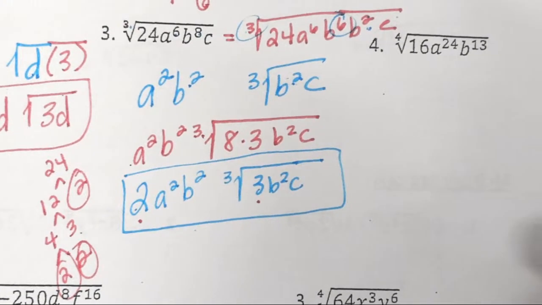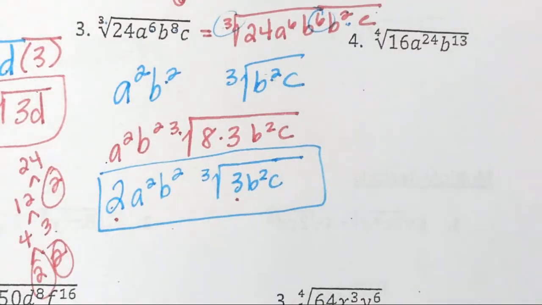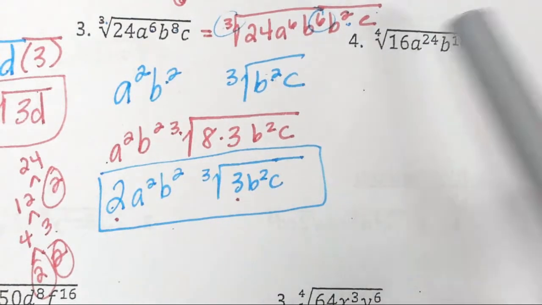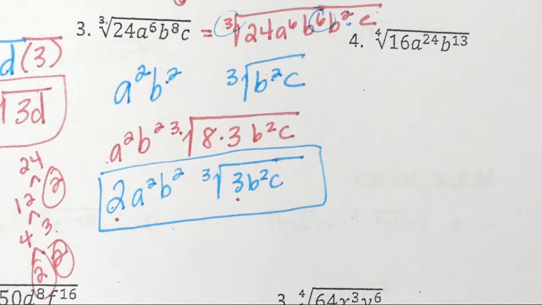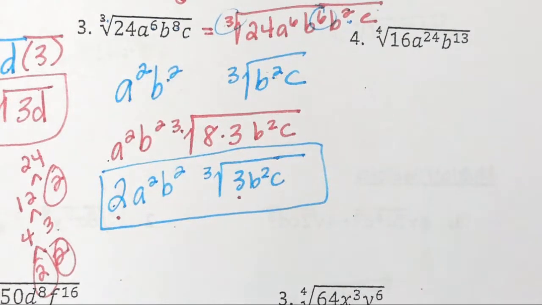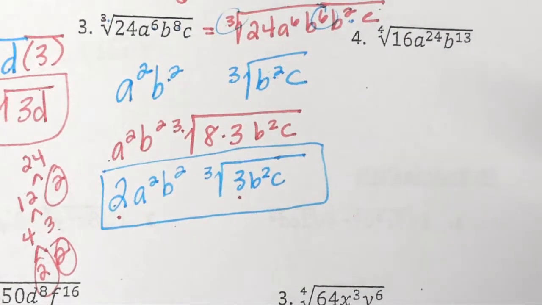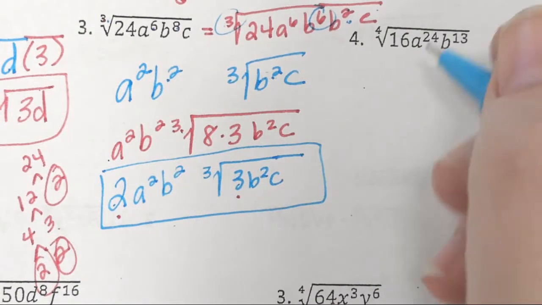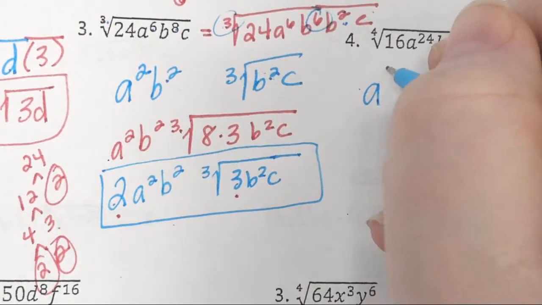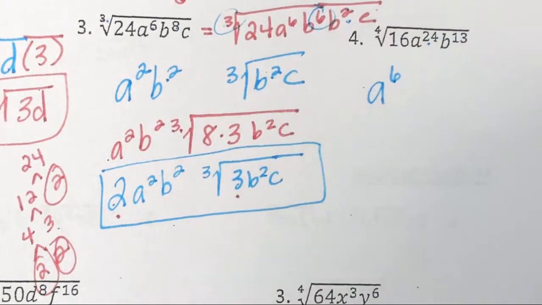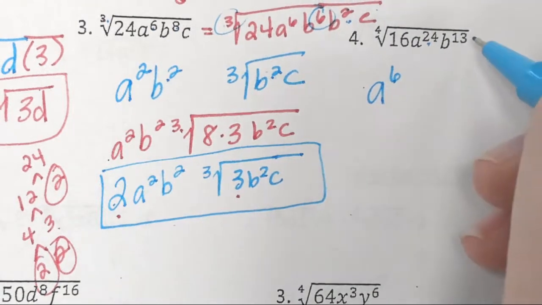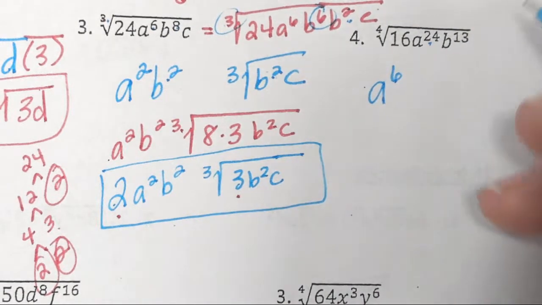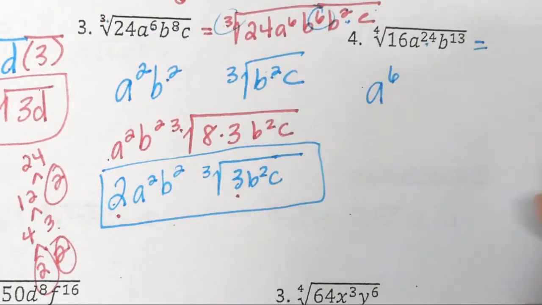Okay, last but not least, let's try number 4. It's got a 4th root on the outside, and it's 16, 24b to the 13. One of those exponents is easy to deal with. Is it the a or the b? The a. So what should come out with the a? Yes, because 24 divided by 4 is 6. That one should be easy. B to the 13, not so much. Why?